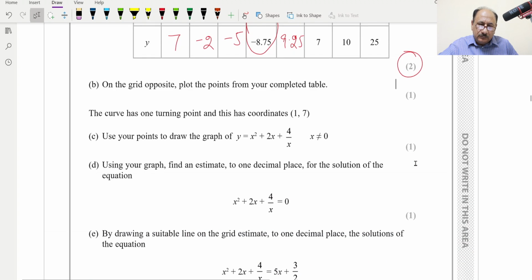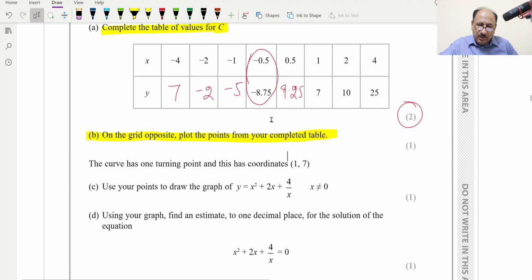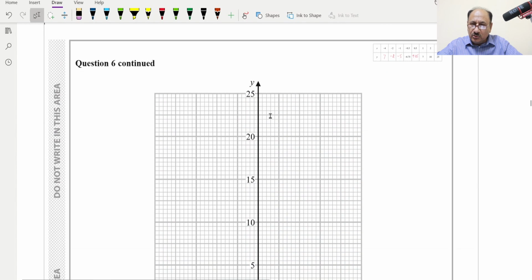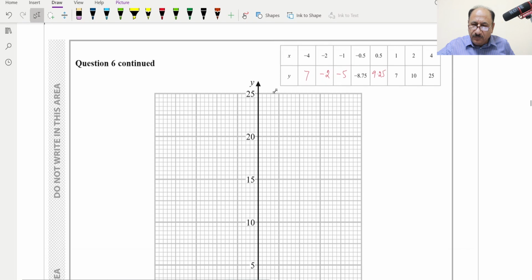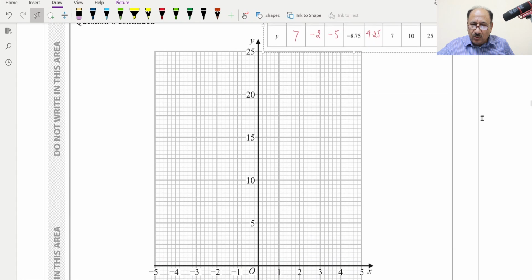which we had done. Now after doing this, B part: on the grid opposite, plot the points from your completed table. So these points we have to plot. We will be indicating these values, and these values in order are on the next page. So for our convenience, I have copied those values over here, so that we should not be scrolling up and down again and again. These are the values which we have to indicate on this grid.